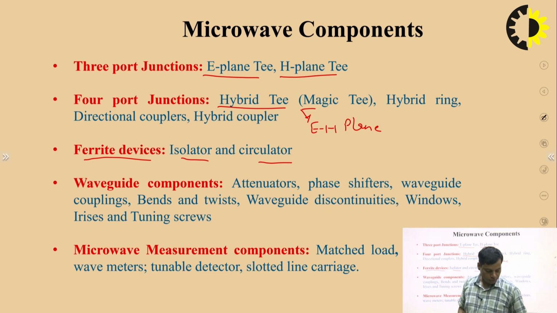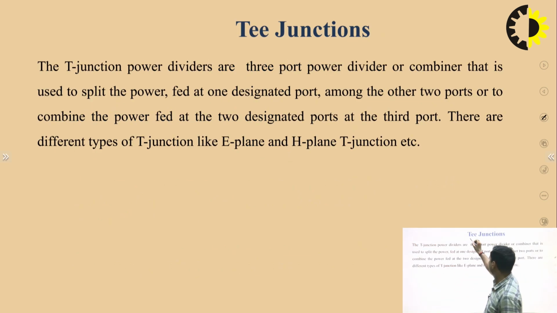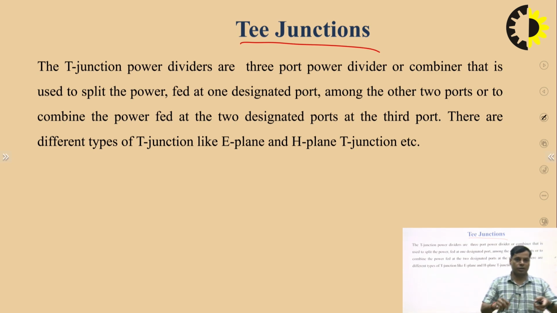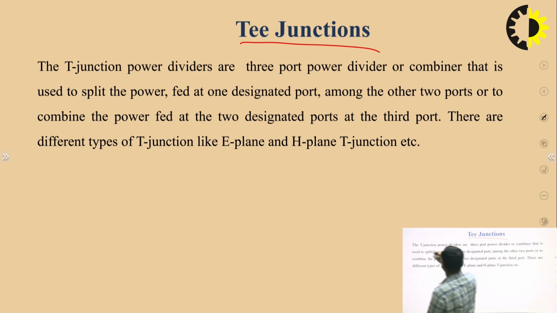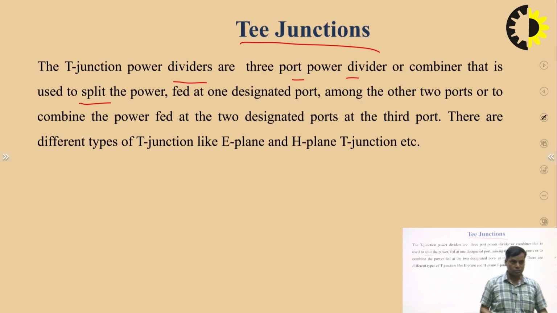Out of these, I have now chosen the topic T junction. When the main waveguide is connected to an auxiliary waveguide, it becomes a T junction. The T junction is a 3-port power divider or combiner, used to split the power. Either we can combine the power here or split it here. These are of 2 categories: the E-plane T junction and the H-plane T junction.